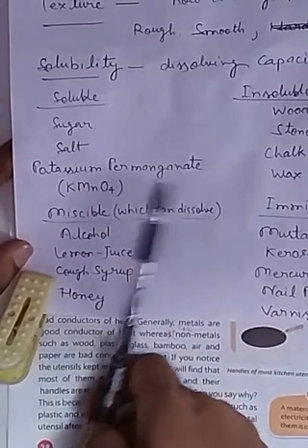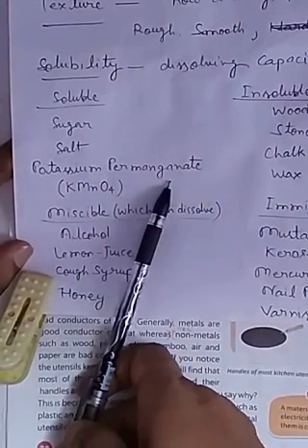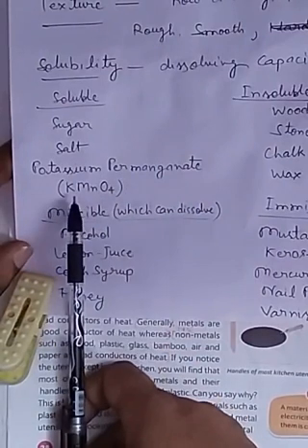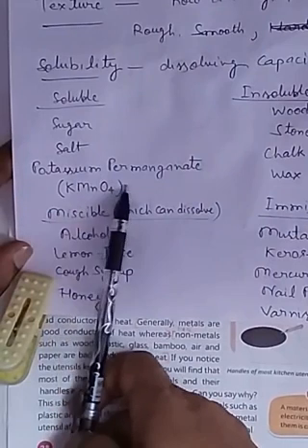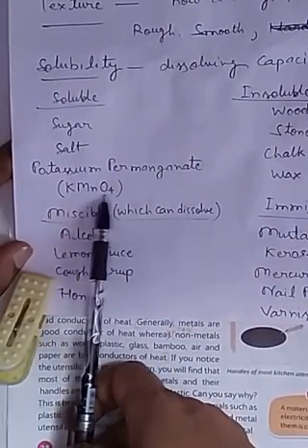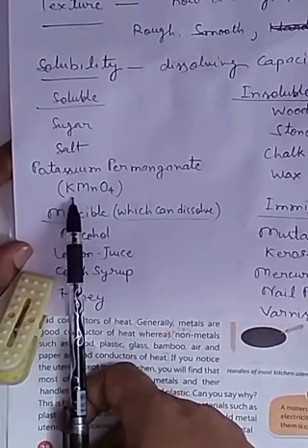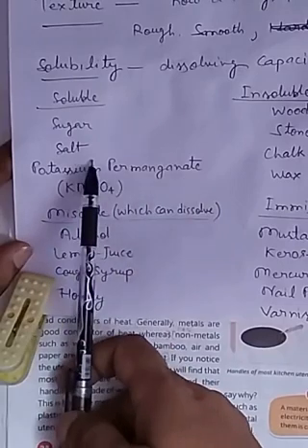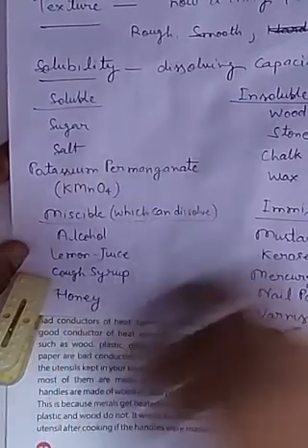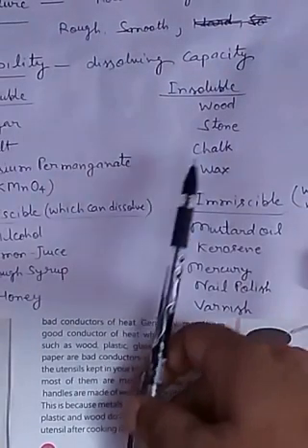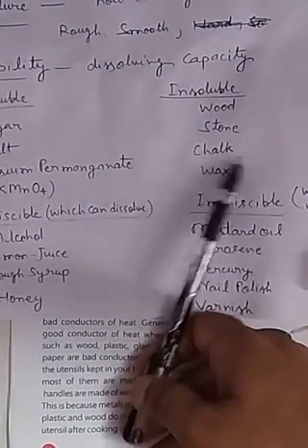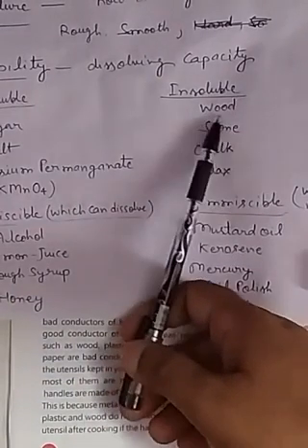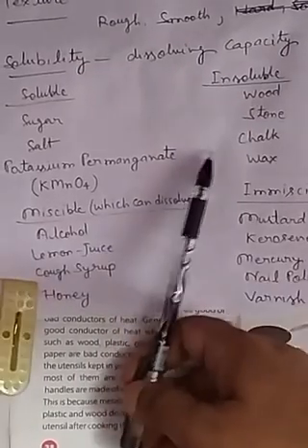Potassium permanganate is a chemical used in purifying water, and the formula of potassium permanganate is KMnO4. This is the formula of potassium permanganate. It is soluble in water. And stone, chalk, wax: as you know, we cannot mix these things in water. So these are the insoluble things.